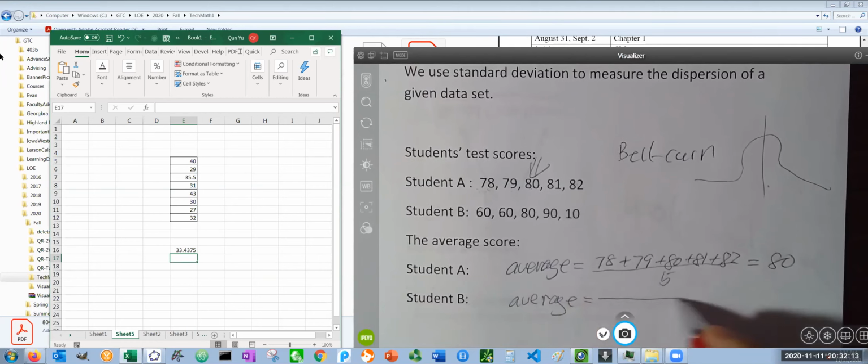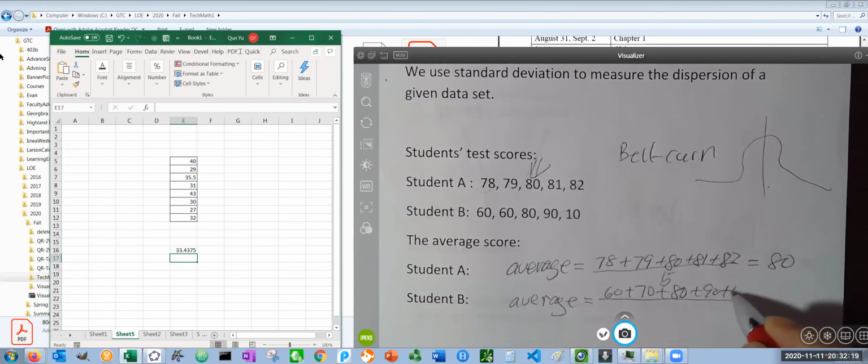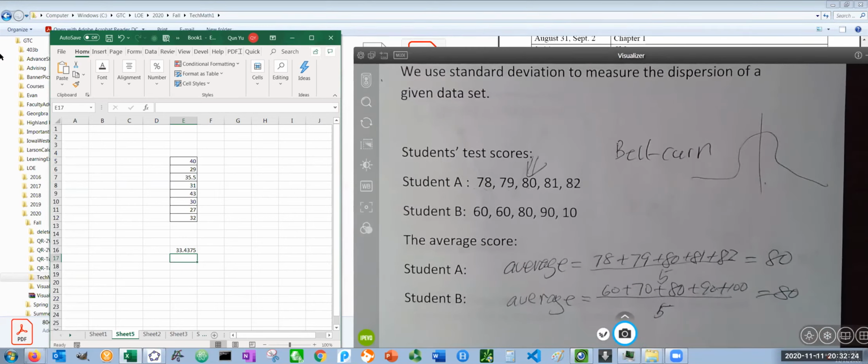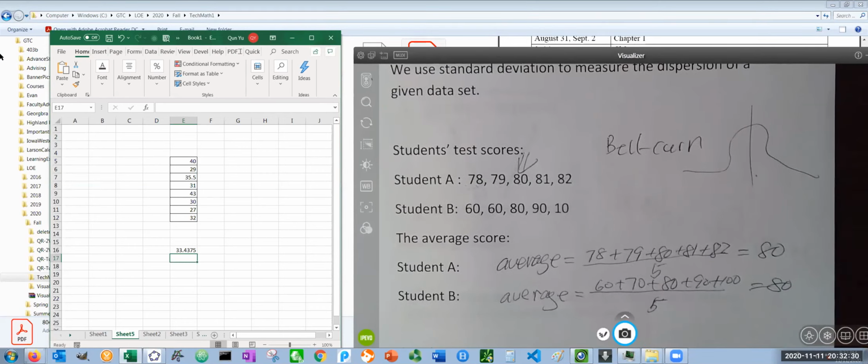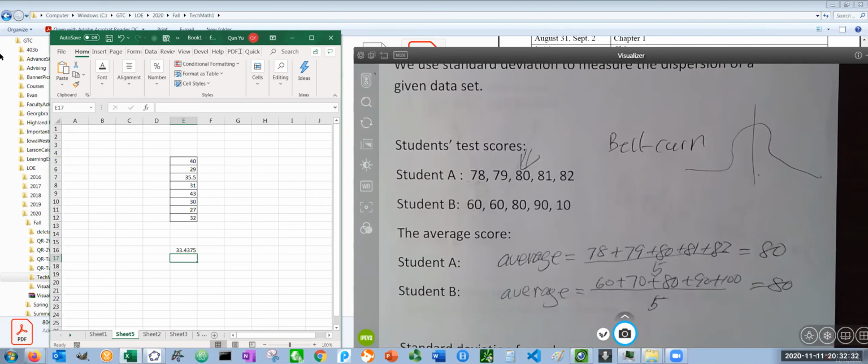Average of the second student's scores, 60, 70, 80, 90, 100, divided by 5, guess what? You get 80. Again, this is symmetric. You can try this, you get 80. Now, both students have the same average. Now, this is something really interesting. If we ask this question, what's the performance of these two students? If that question only means numbers, average, no difference. They both have the same 80 as average, is that right?